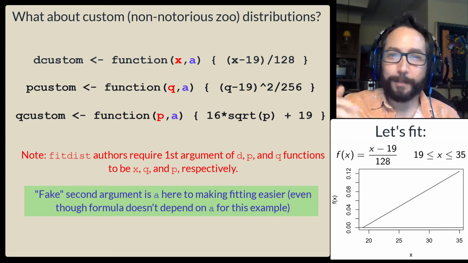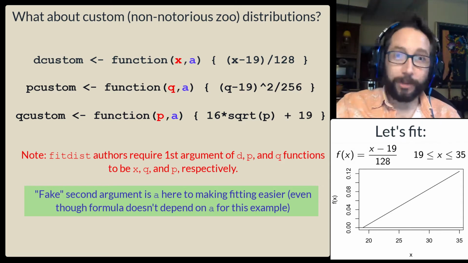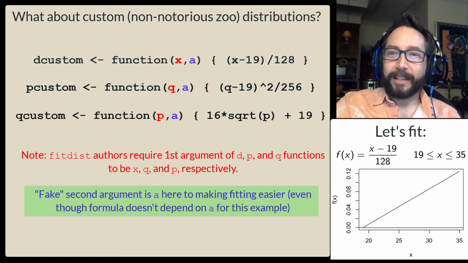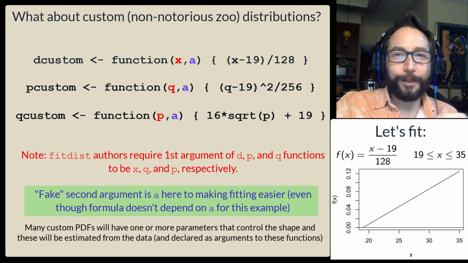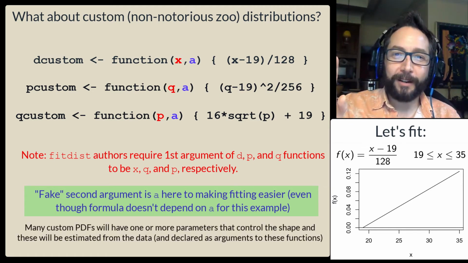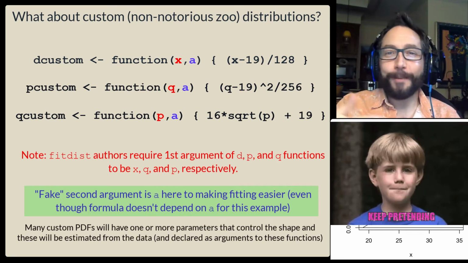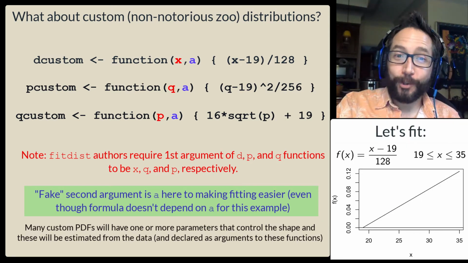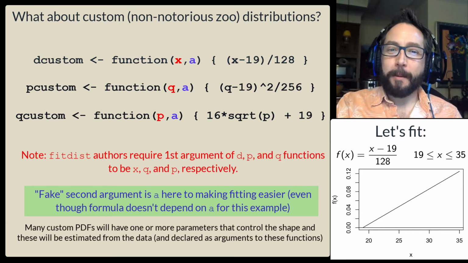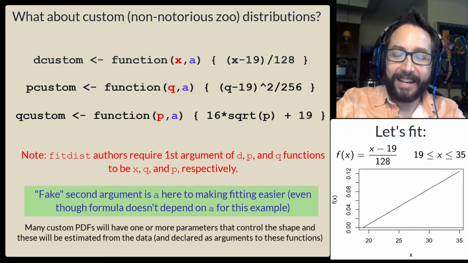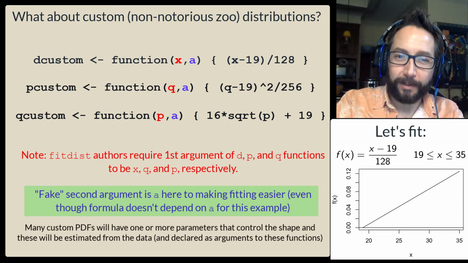So in this case, this PDF doesn't have a parameter that we can tweak to change its shape. It's just one shape. Others, like the normal, have 2 parameters, the beta 2 parameters, the Weibull 2 parameters, exponential 1 parameter here. Let's pretend we have a parameter that controls its shape. This just makes the fitting a little bit easier. The formula is going to stay the same. I'm not going to change that. I'm just going to add in a second argument to make things smoother.